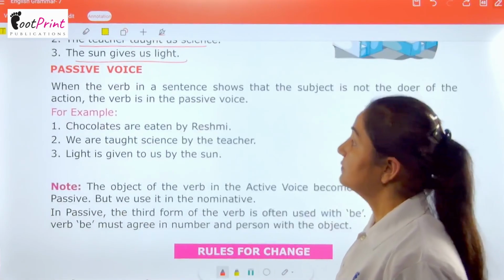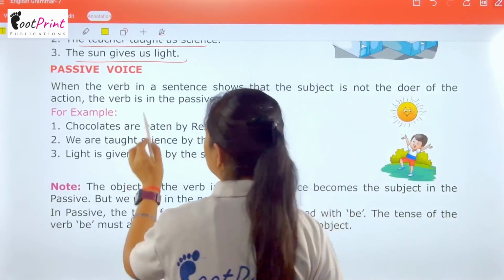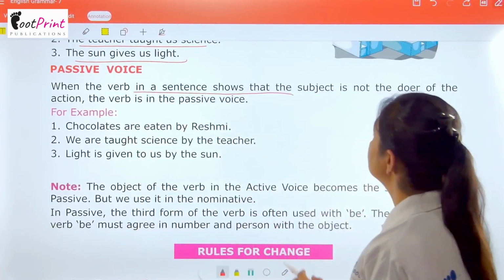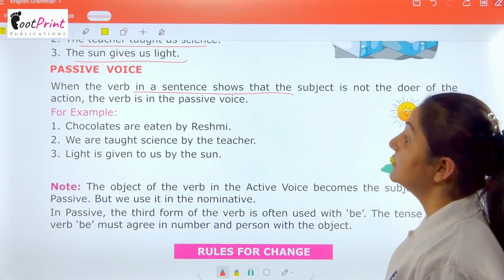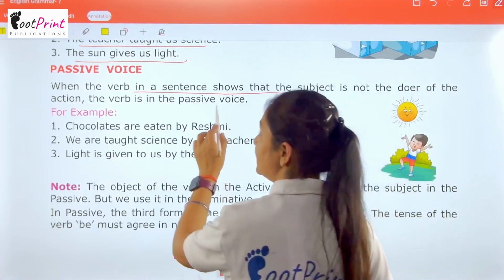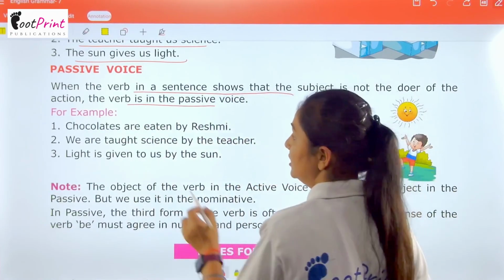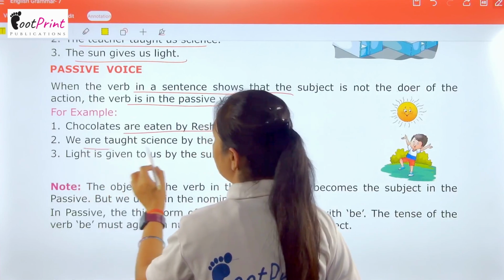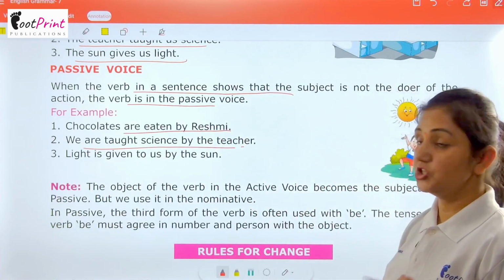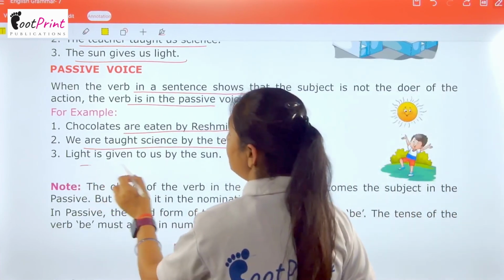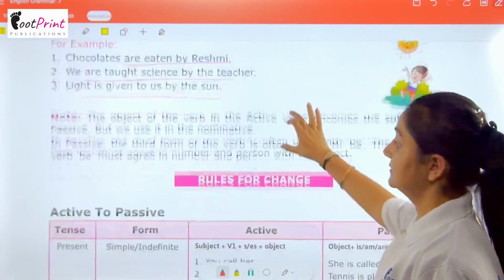Now, if we talk about the passive voice, when the verb in a sentence shows that the subject is not the doer of the action, the verb is in the passive voice. For example, chocolates are eaten by Rashmi. We are taught science by the teacher. Light is given to us by the sun.